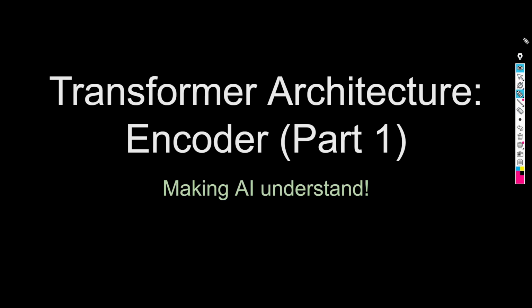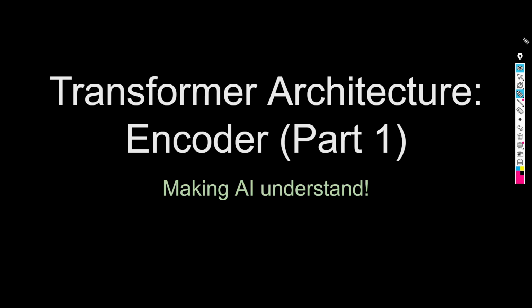So far, we have learned about how AI reads words using tokens and embeddings. But how does it actually understand full sentences, paragraphs, and stories? How does it decide which parts of the text are important and what can be ignored? The answer lies in a revolutionary invention called the transformer, and specifically the first half, which is the encoder.